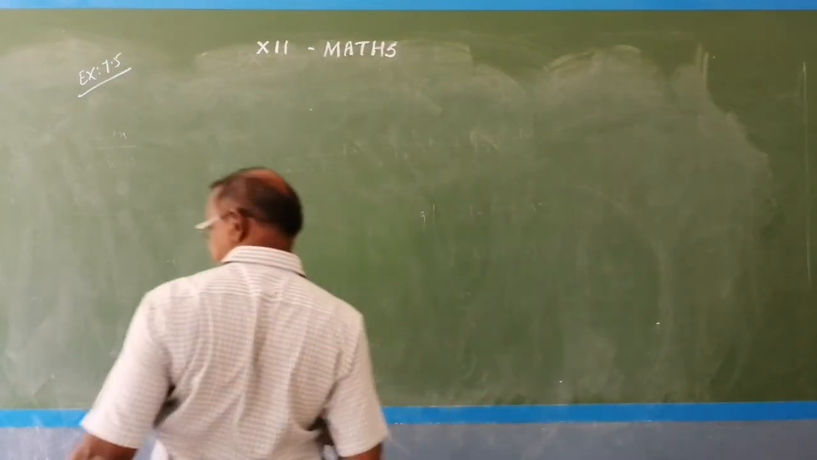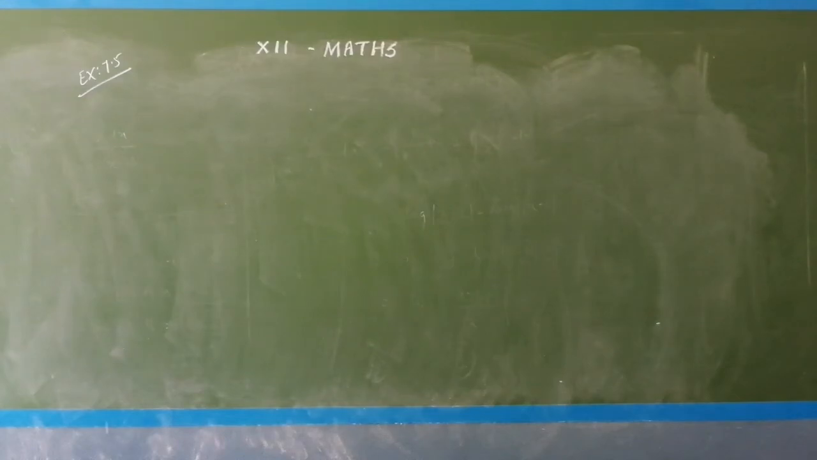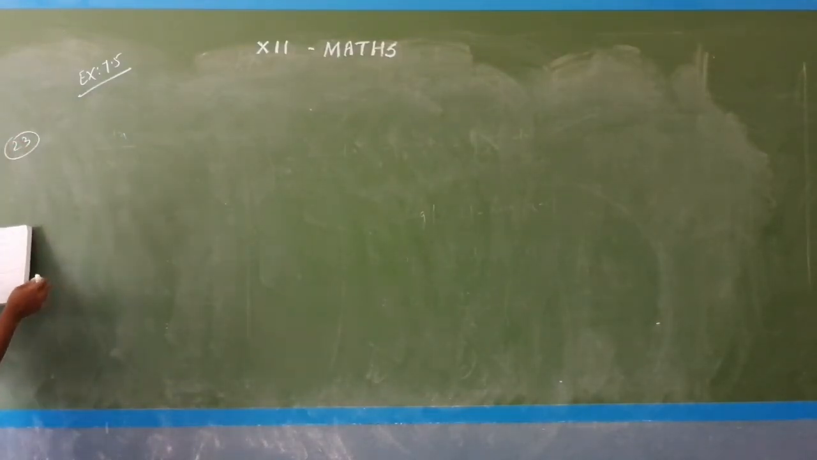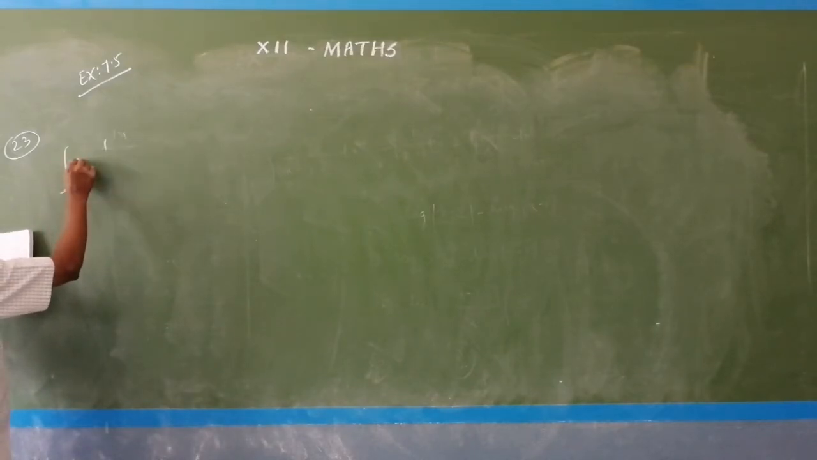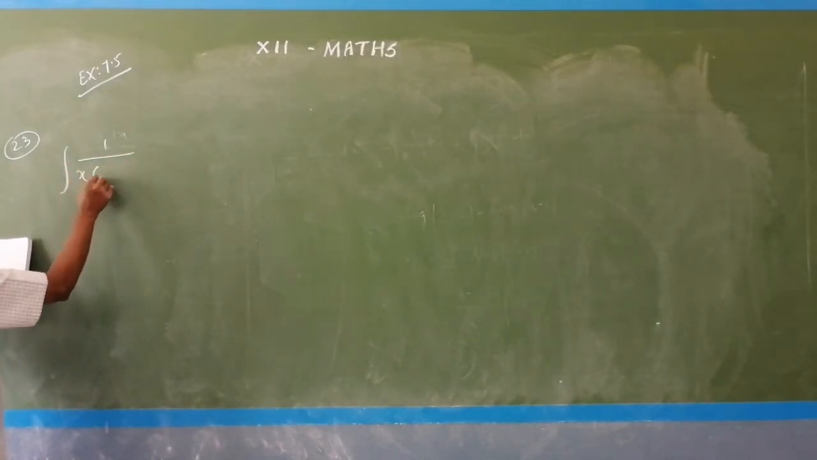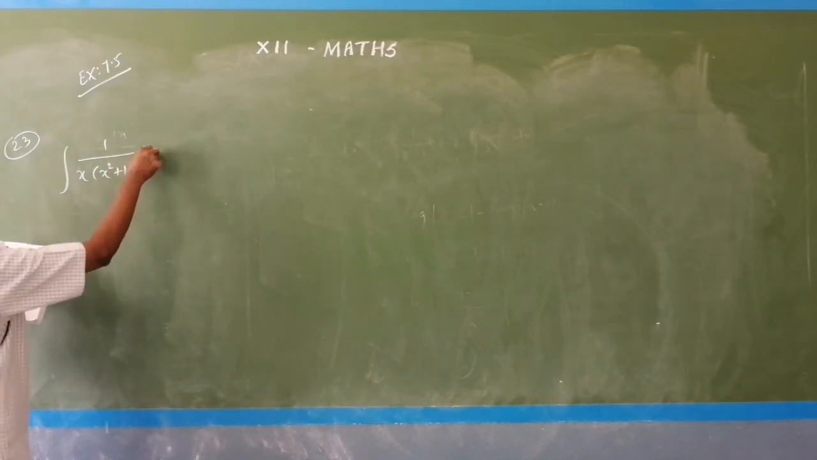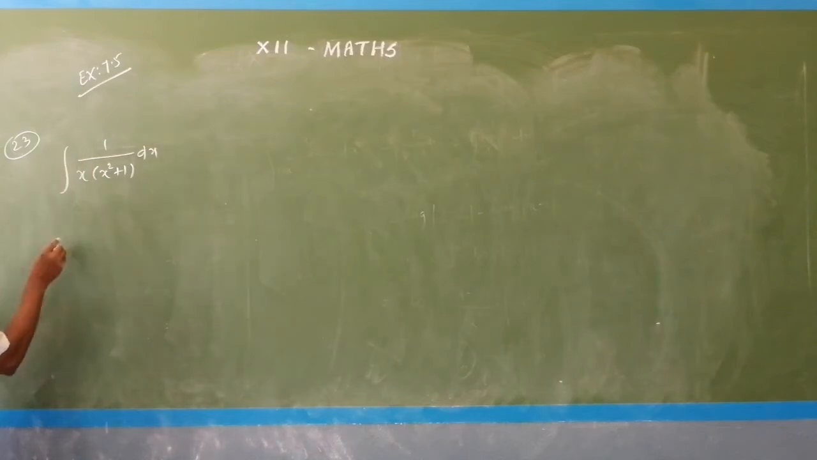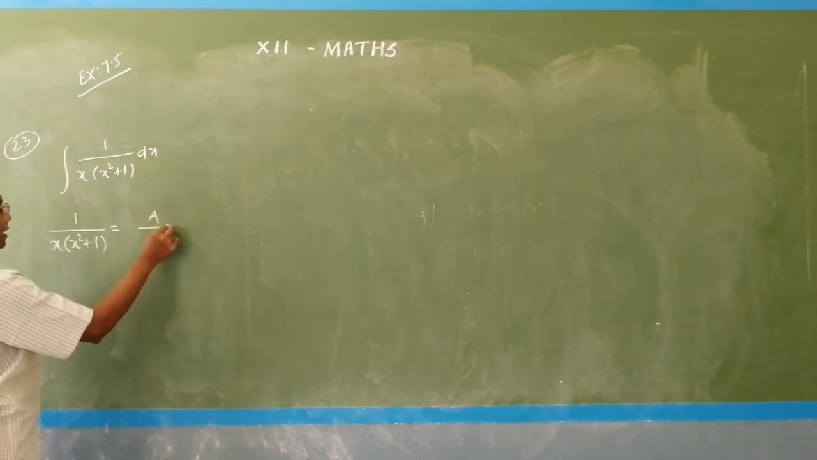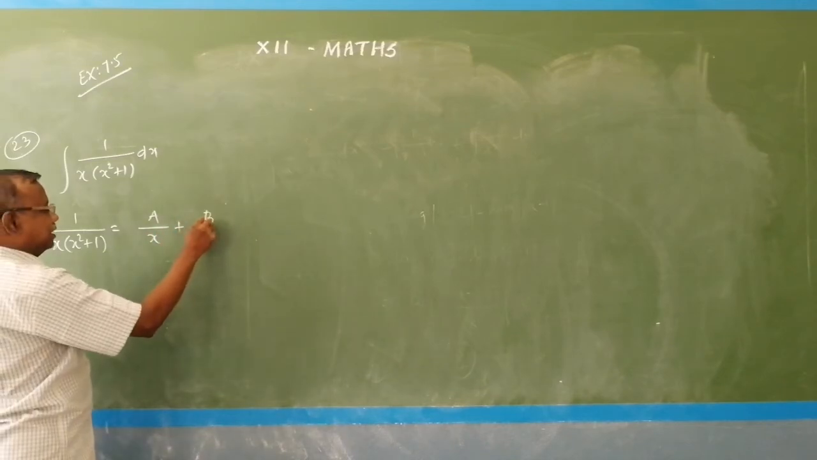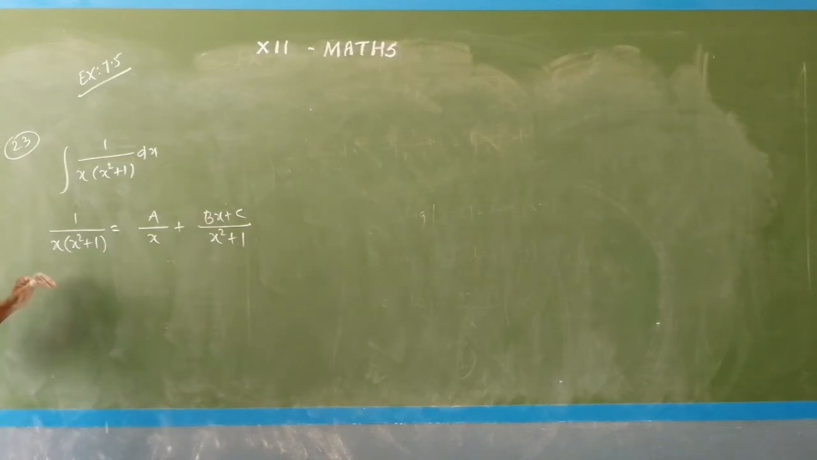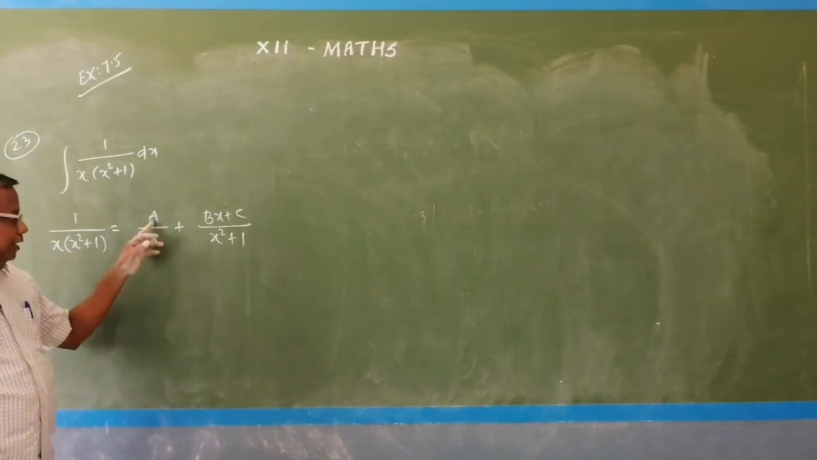Now, question number 23: integral of 1 by x into x square plus 1 into dx. We are given like this. So, 1 by x into x square plus 1 equal to a by x plus bx plus c divided by x square plus 1.